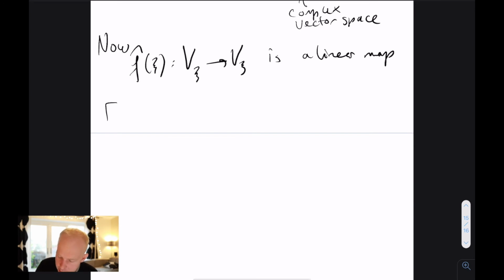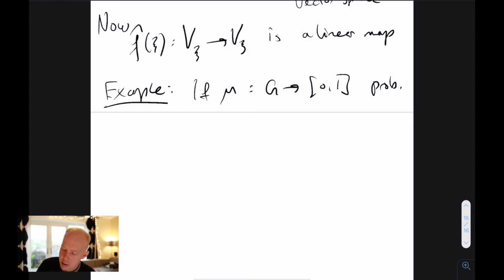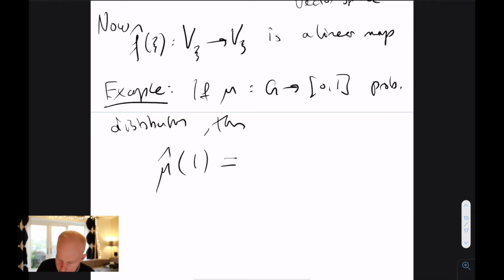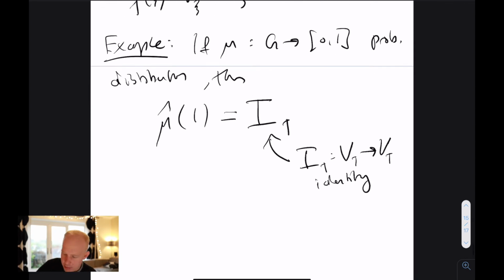Maybe I can give you an example of how to use this. If mu is a probability distribution from G to [0, 1], then actually this Fourier transform at 1 is equal to the identity matrix I1. Remember that this is the identity from V1 to V1, and the 1 corresponds to the trivial representation.